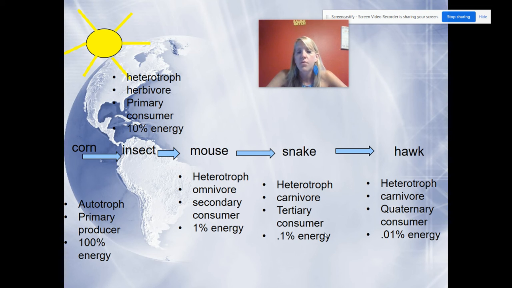You have to know if it's a producer or heterotroph, what an autotroph is, makes its own food, and how energy works. If you have your whole food chain set out, 100% of energy comes from the sun. Boom! Insect loses 10% as heat, so they get 10%. The mouse, 1%, again loses some as heat. Snake, 0.1, hawk, 0.01. That's heat. There you go. Any questions on that?